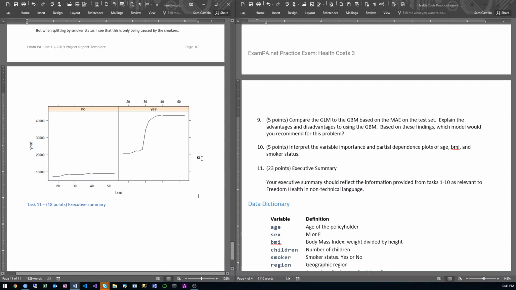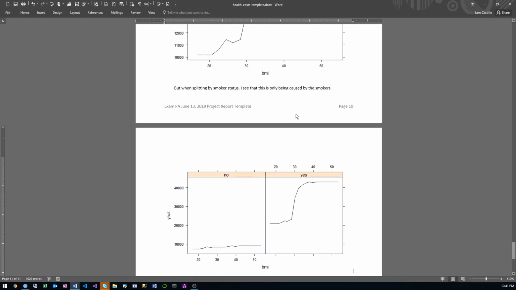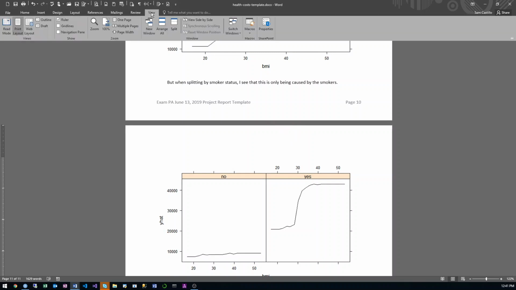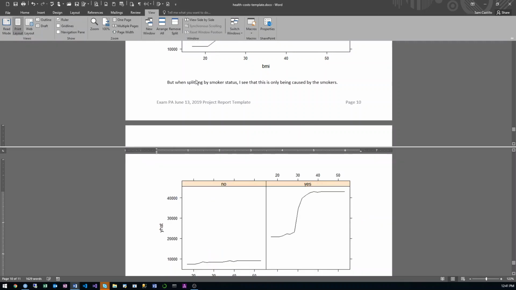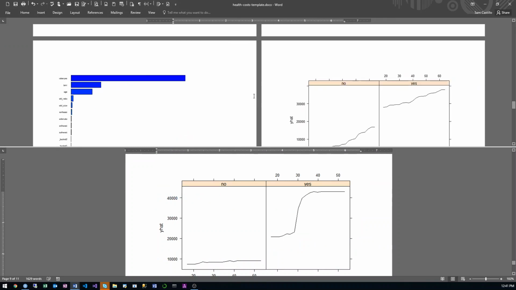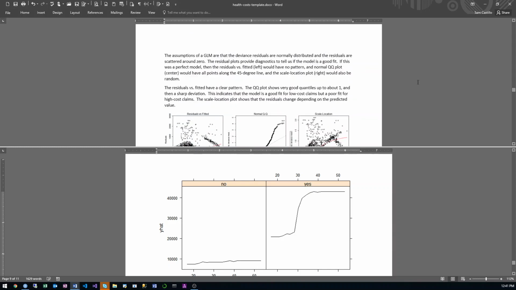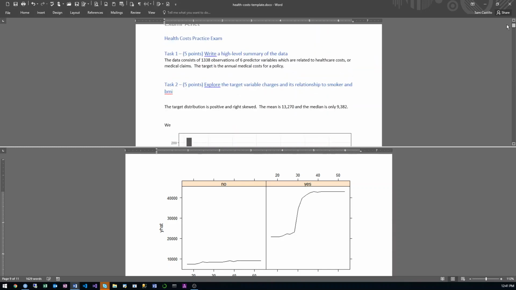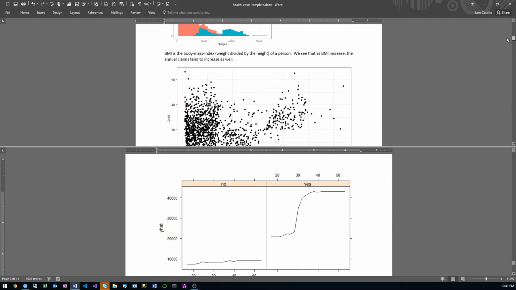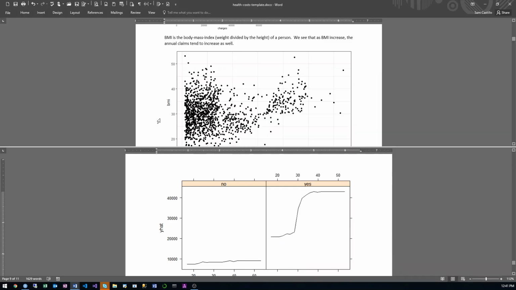Now the task is to write the executive summary. So I'm going to split the window so that I can read everything that I've written, and I might zoom out a little bit. And they say your executive summary should reflect the information provided from task 1 to 10 as relevant to Freedom Health in non-technical language.